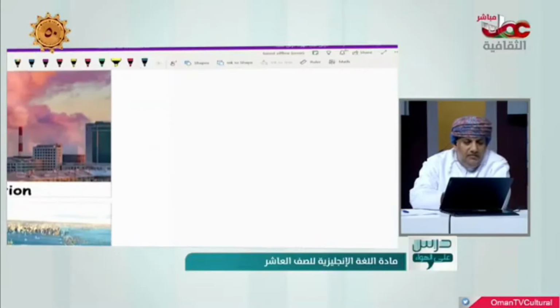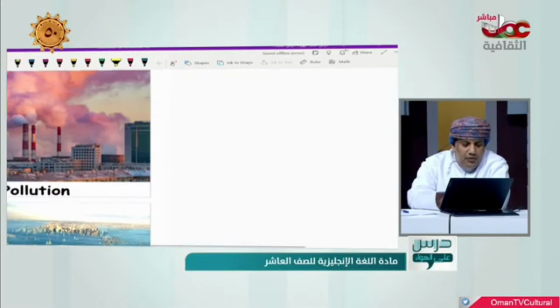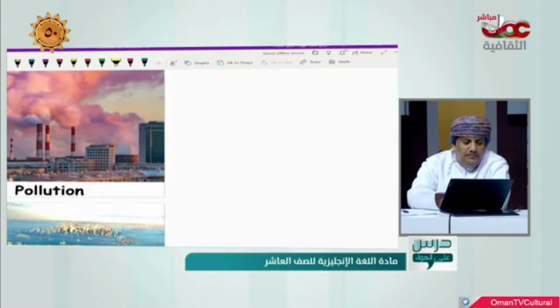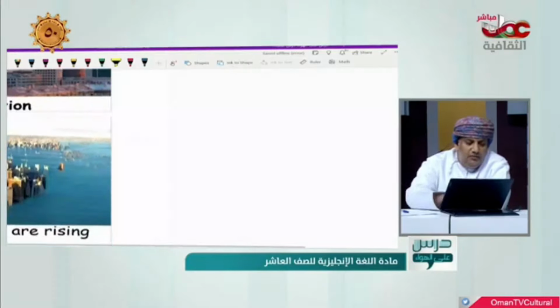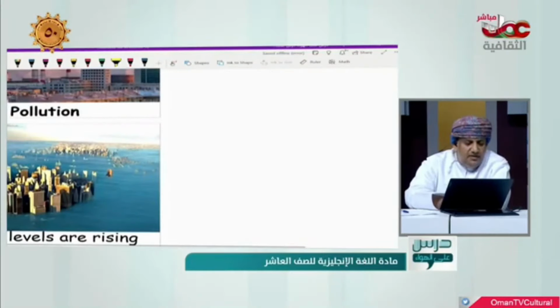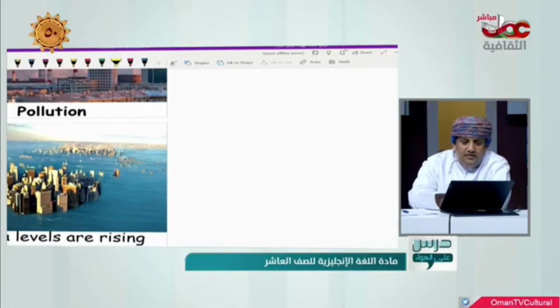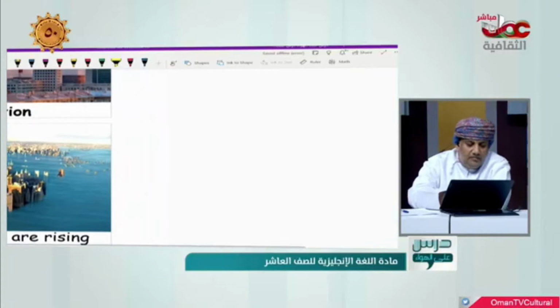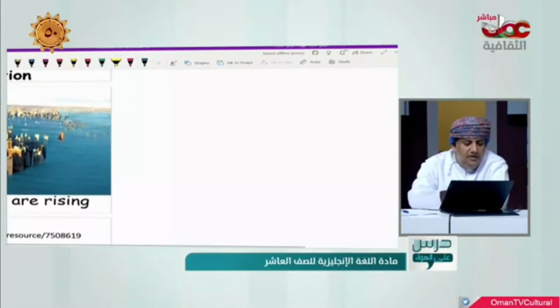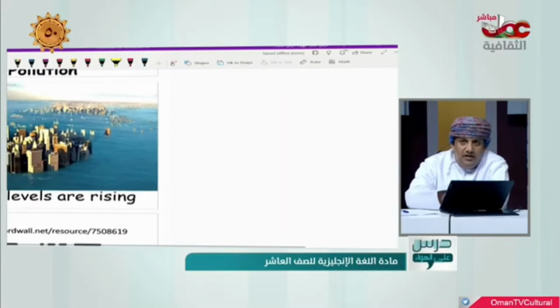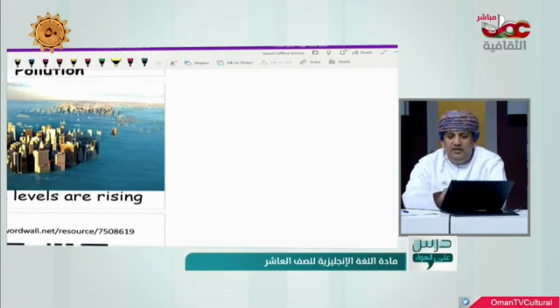So here we have pollution. It's air pollution. Let's look at the other picture here. It's sea levels rising. So as you can see here, we have some water inside the town.